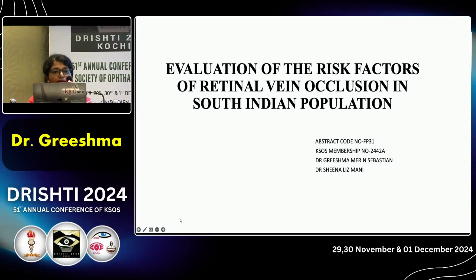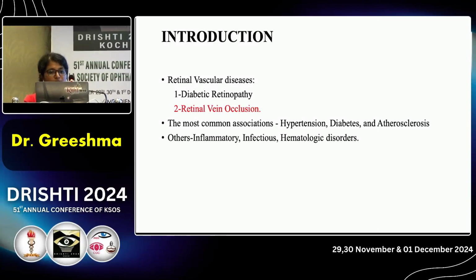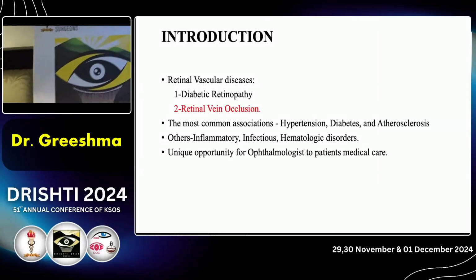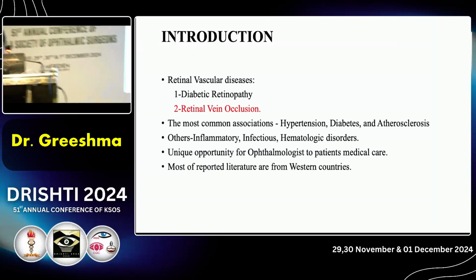Good morning. My topic is evaluation of the risk factors of retinal vein occlusion in South Indian population. Introduction. Among the retinal vascular diseases, the most common is diabetic retinopathy and the second most common is retinal vein occlusion. The most common associations of retinal vein occlusions are hypertension, diabetes and atherosclerosis. Other associations are inflammatory, infectious and hematologic disorders. And it provides a unique opportunity for ophthalmologists to contribute to the patient's medical care.